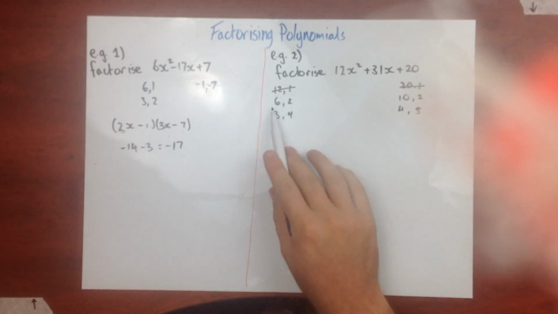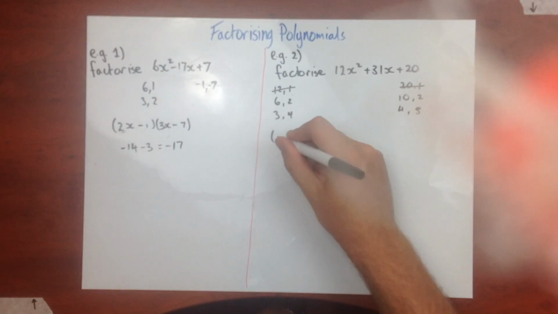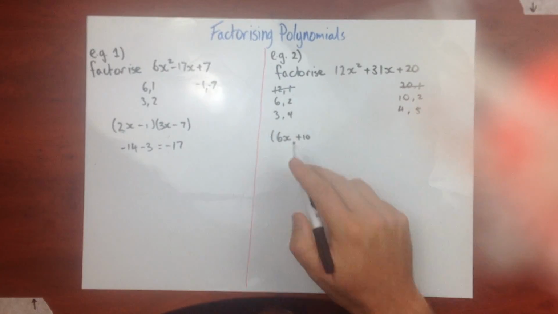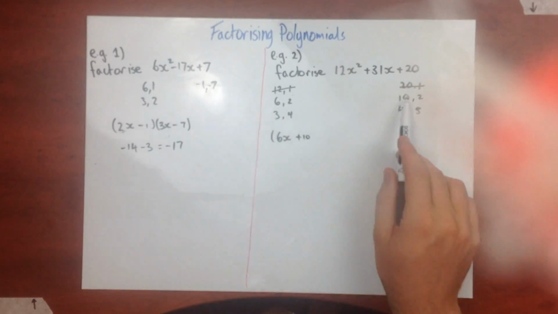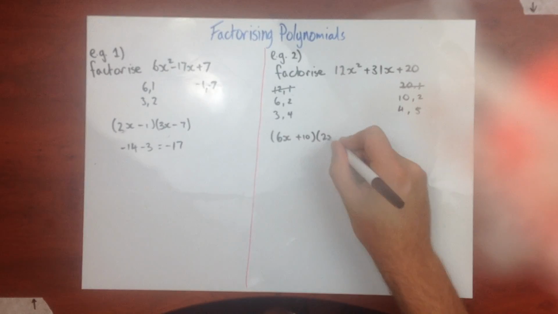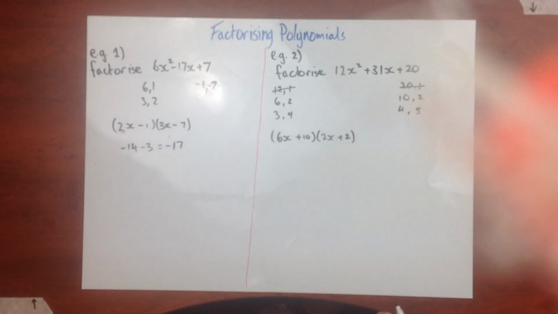So maybe we have a look at our 6 and 2 and our 10 and 2 and see what happens there. So we could look at going 6x plus 10, because we know we're not going to want to multiply our 6 and our 10 together. That's going to be far too high. And 2x plus 2. So we'll see what happens when we do this.